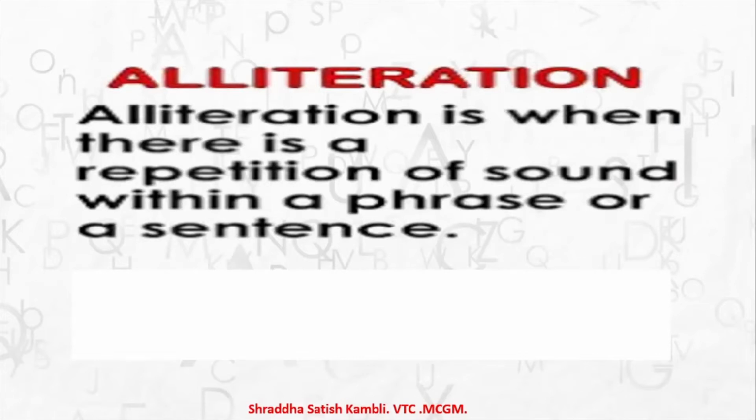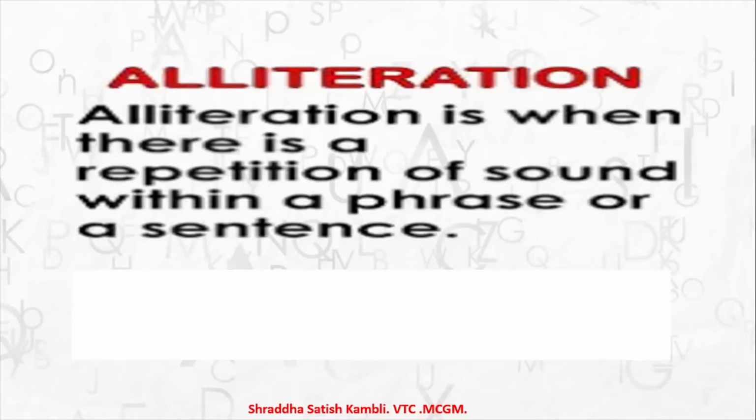Consonants, you know, the letters of the alphabet are divided into vowels and consonants. So you have A, E, I, O, U, which are the vowels, and the remaining are the consonants. Alliteration is when there is a repetition of sound. When the sound of a consonant is repeated, either at the beginning of a word or in a sentence, that is an example of alliteration. The figure of speech there is alliteration.